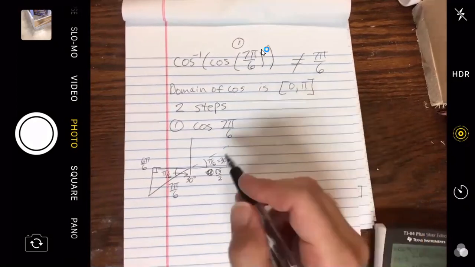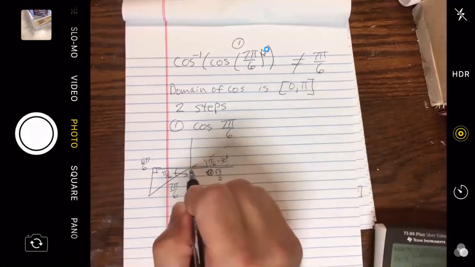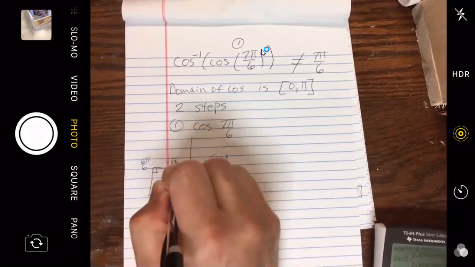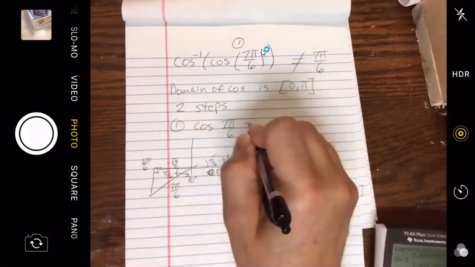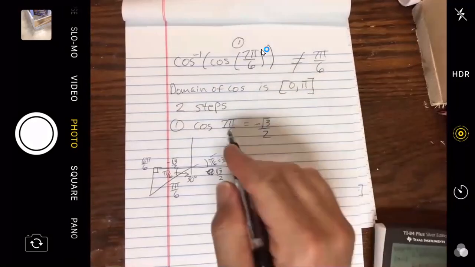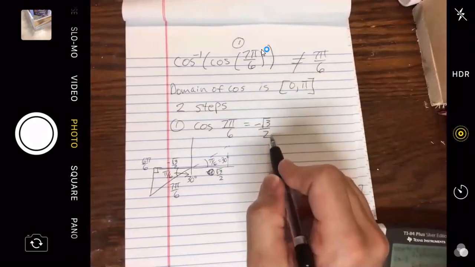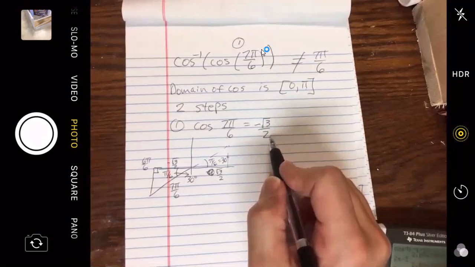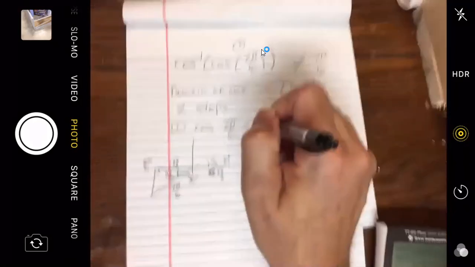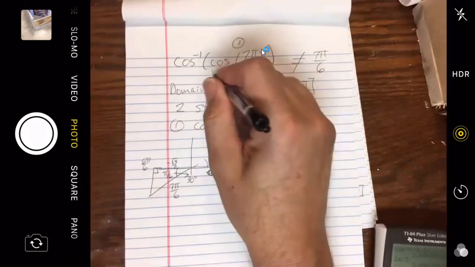Okay. So you're at 7 pi over 6, which means your triangle is reflected into this quadrant. This is going to be negative root 3 over 2. By itself, the cosine of 7 pi over 6 is negative root 3 over 2. Questions about that? No. So you're going to substitute that in.